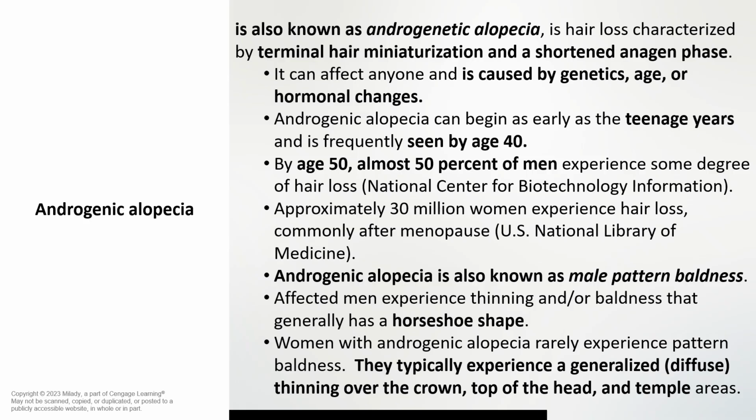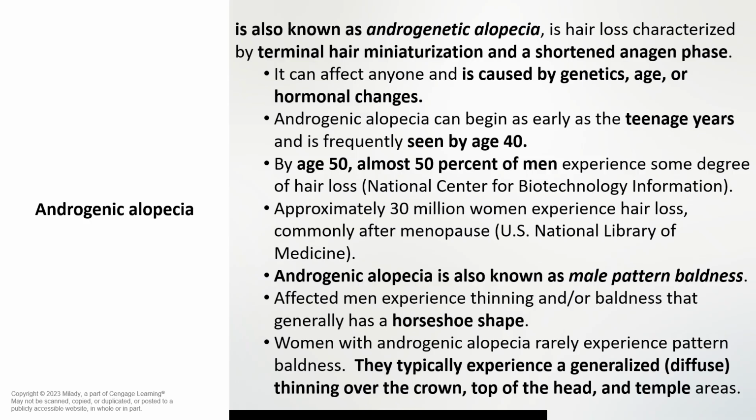Androgenic alopecia can begin as early as the teenage years and is frequently seen by the age of 40. According to the National Center for Biotechnology Information, by the age of 50, almost 50% of men experience some degree of hair loss. According to the U.S. National Library of Medicine, approximately 30 million women experience hair loss, commonly after menopause.